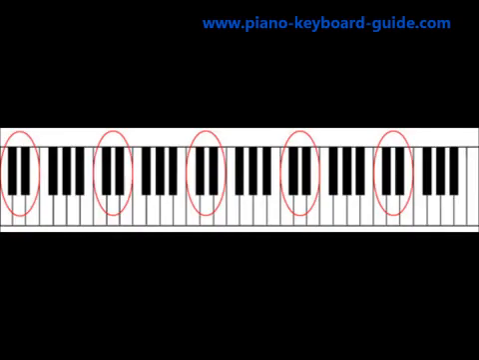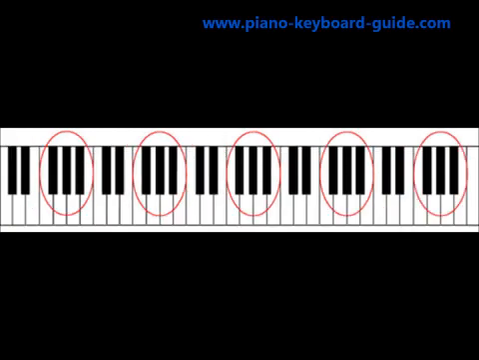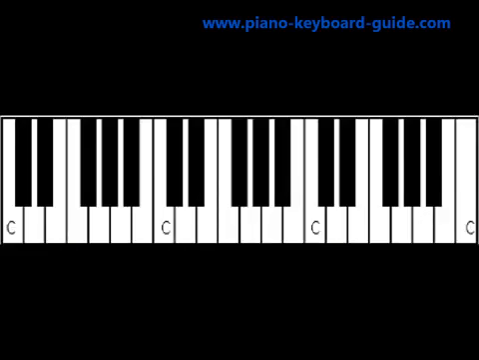Once you understand the pattern of 2 keys followed by 3 keys, it's not hard to label the piano keyboard, no matter the number of keys it comes with. So let's start with the note C. Where is C located on your piano? Here we can see that it's just before the set of 2 black keys.